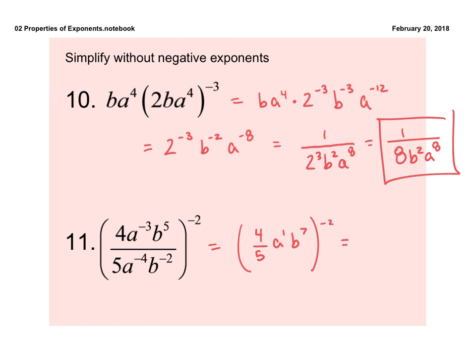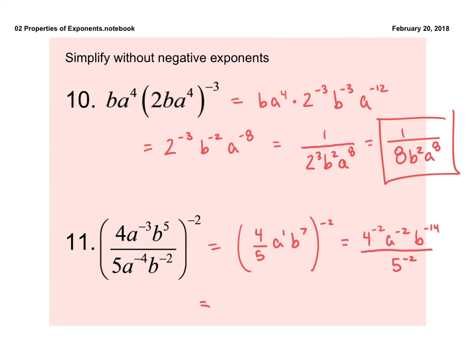Okay, and now I'm going to distribute that negative 2 to everything. So I have 4 to the negative second, a to the negative second, b to the, remember we multiply, negative 14, and then 5 to the negative second like that. This one's kind of a cumbersome one. I hope that makes sense so far.